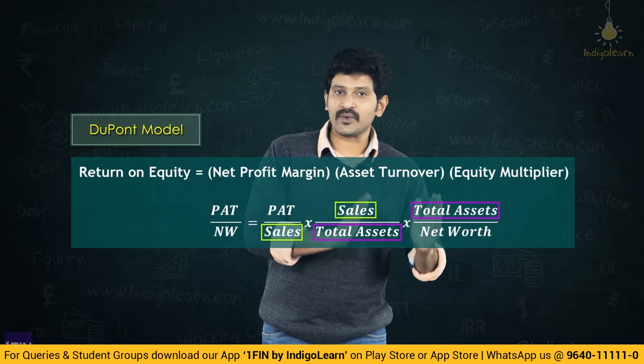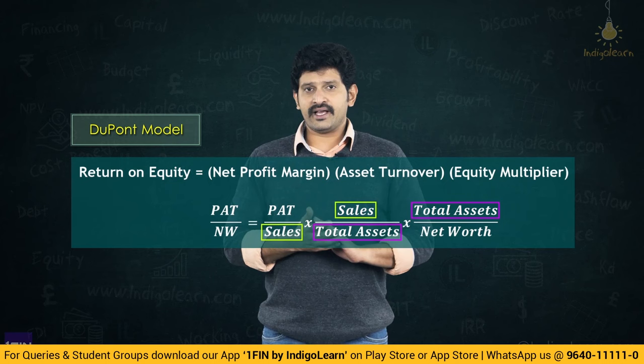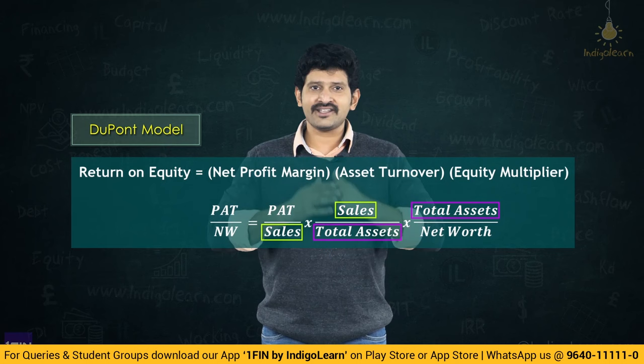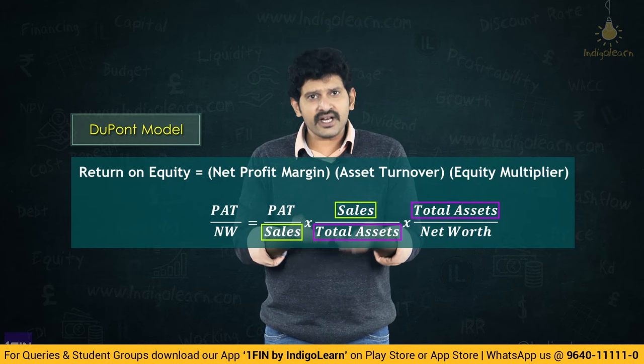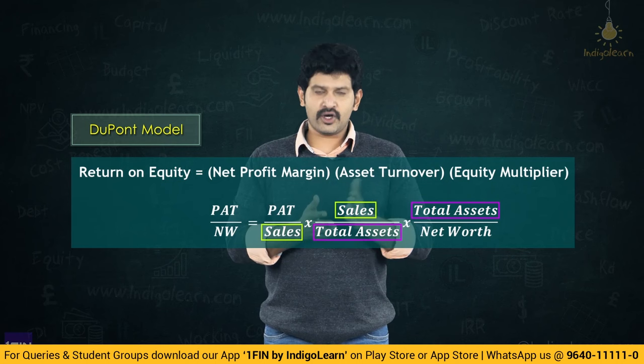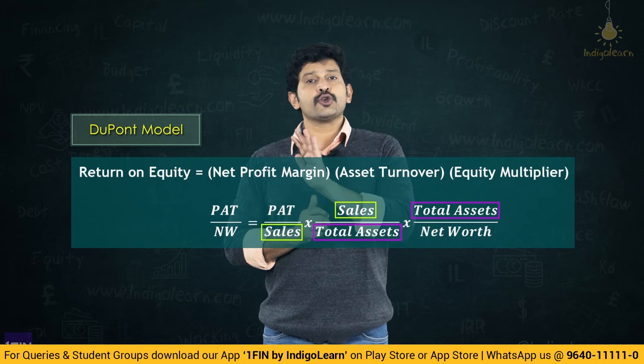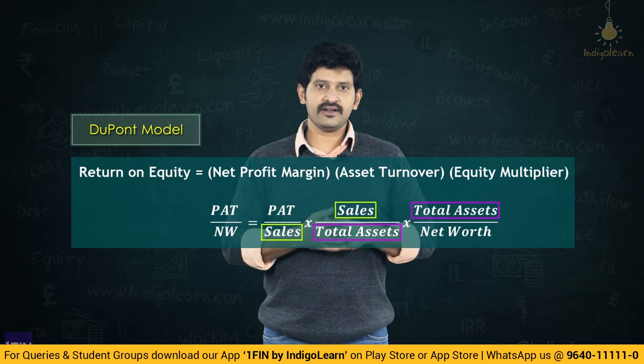Fine. Now, about this equity multiplier, what do we have there? Total assets by net worth. Now, what is total assets? Nothing but total liabilities. Now, what is total liabilities? Debt plus equity. Now, in the denominator, what do we have? Equity. The net worth is nothing but equity. So, what is equity multiplier basically? Debt plus equity by equity, or debt plus net worth by net worth. Now, if at all there is no debt component in the capital structure of the company, then what happens? If there is no debt, that is zero, it becomes net worth by net worth or equity by equity, that is only one.